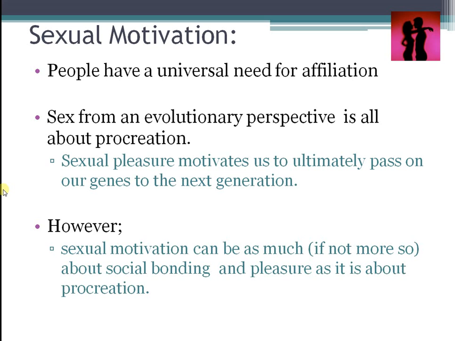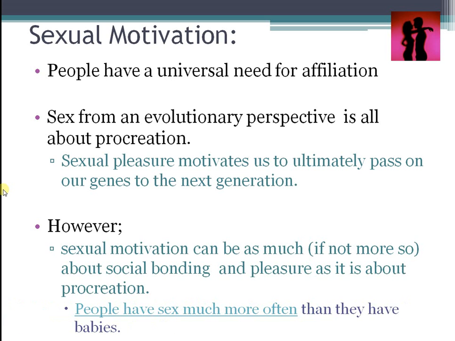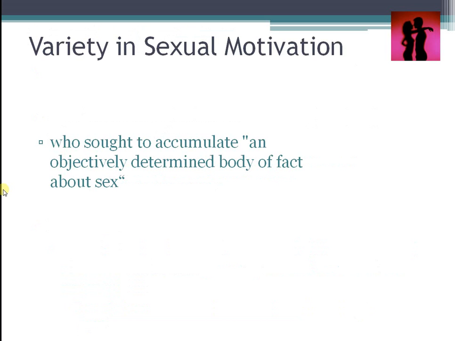But more and more evidence suggests that sexual motivation is as much about social bonding as it is about procreation. If you add up on one side the amount of babies that people have, and you add up on the other side the amount of sex that people have, right? People have way, way, way more sex than they have babies, right? So this argument suggests that perhaps sexual motivation isn't as much about procreation as it is about social bonding and maintaining social connections.